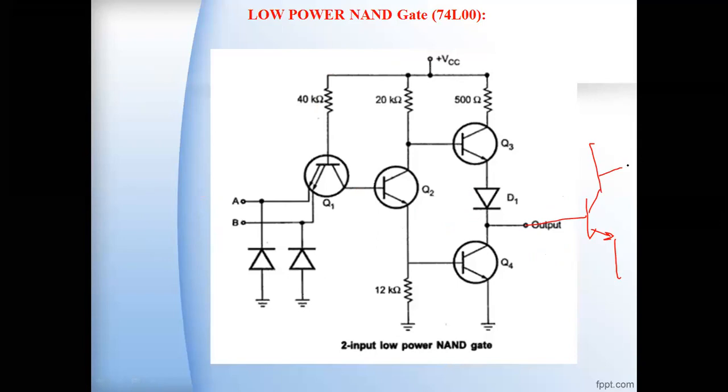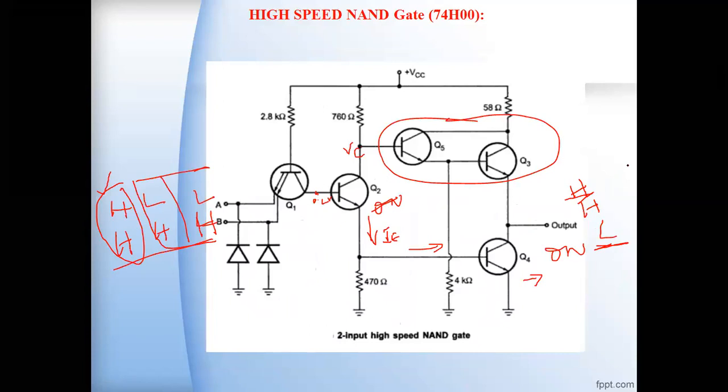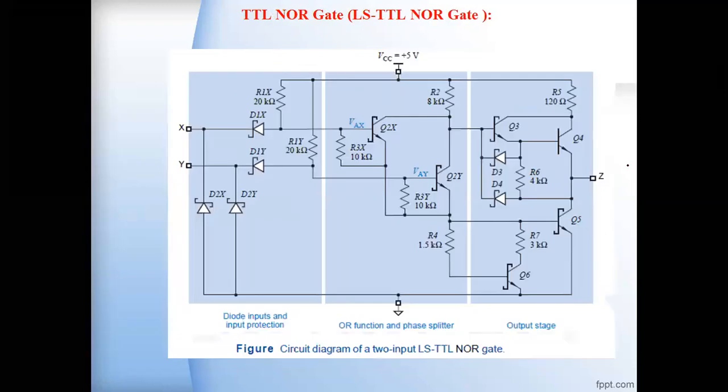So once you understand the NAND gates in the TTL, we can easily obtain the other gates of the TTL logic family. That is about the low power NAND gate 74L00 and high speed NAND gate 74H00. These are the standard or the earlier TTL logic family NAND gates. And in the morning section, we discussed the LS, low power Schottky TTL NOR gate. They are advanced versions of the 74L and 74H.